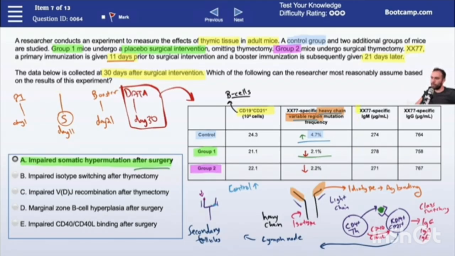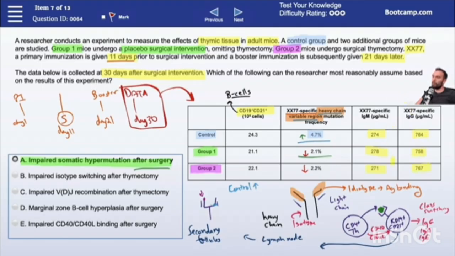So XX77 specific IgM. Okay, so now we're talking about immunoglobulins that are IgM that bind to this antigen. And we can see the levels of these, right? So this is just like a quantitative level here. So the control, group 1, group 2, they're all pretty consistent. I mean, nothing is like even 5% different really, I don't think. So they're all pretty similar. The IgG levels, kind of the same thing. I mean, very small variation here.